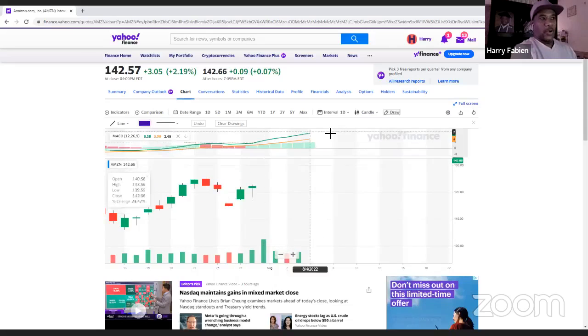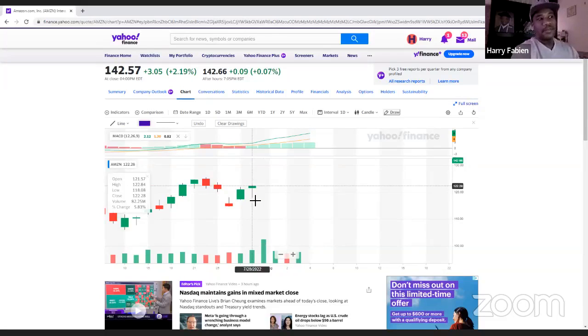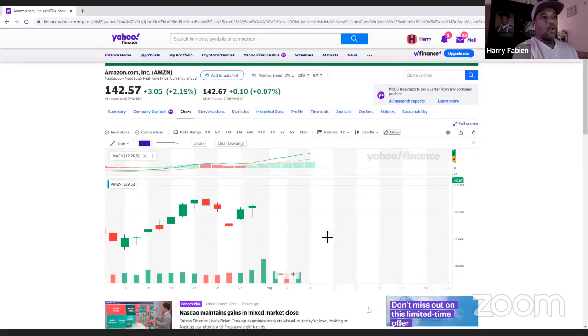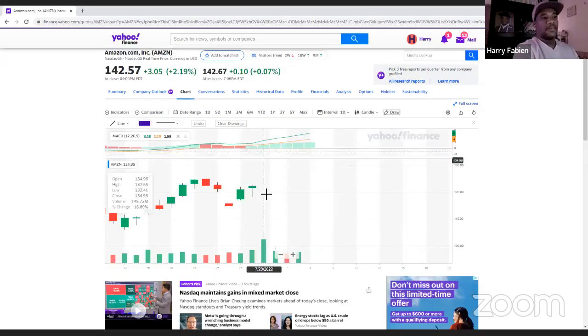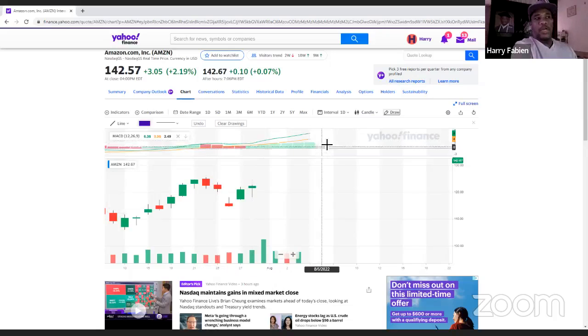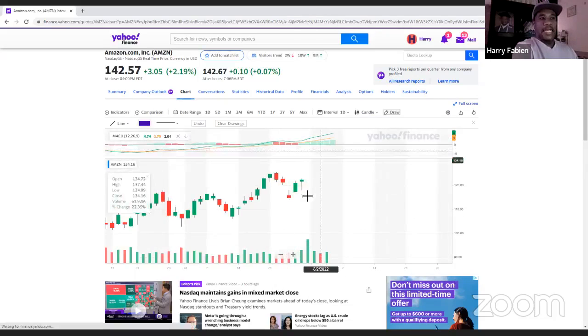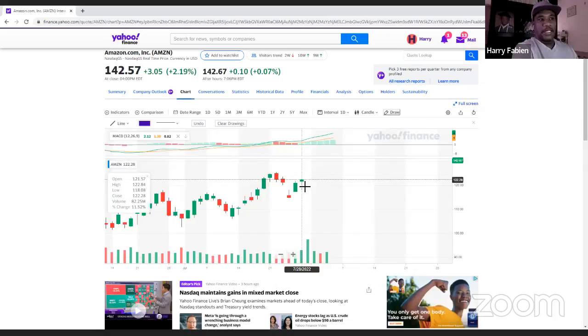See? The green line, that means today, Amazon was in a bullish momentum. See? And it's still in bullish momentum because what happened? All this green momentum is going up. And also we have a big, nice candle here.